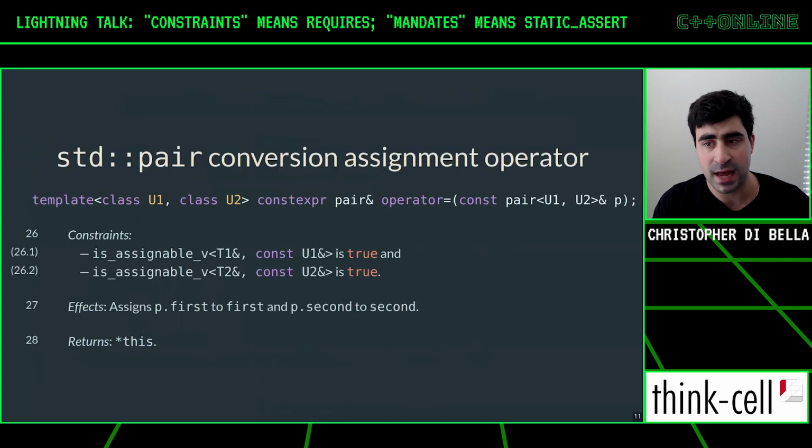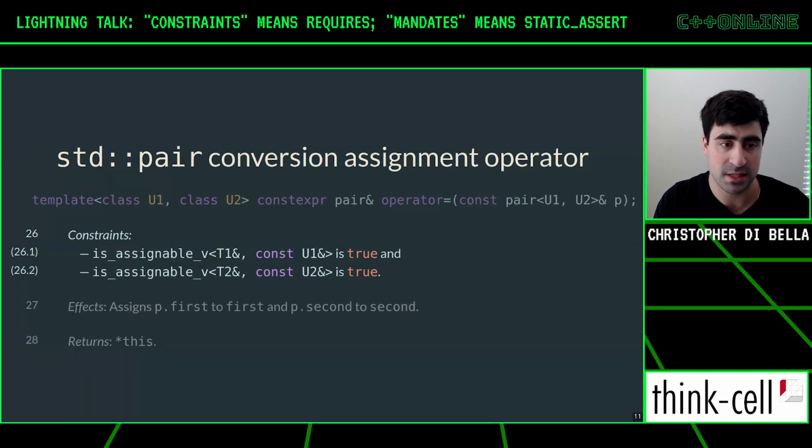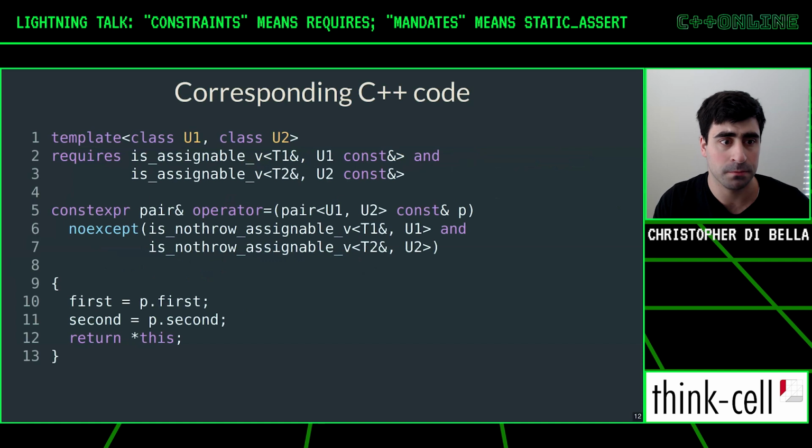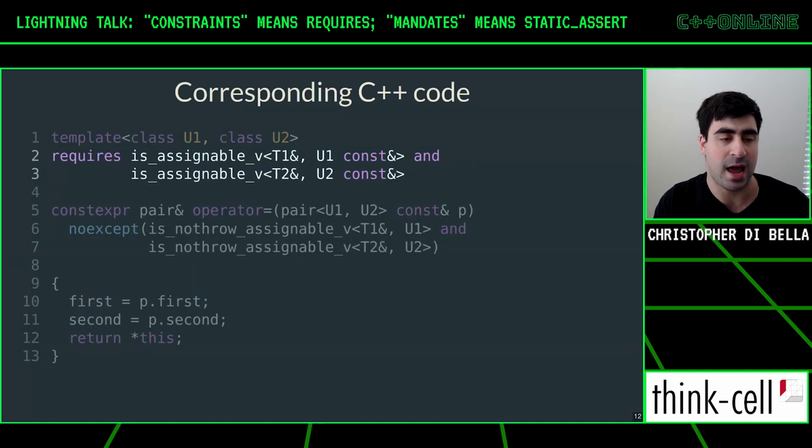However, there is a converting assignment operator in std::pair that has a constraints paragraph. So with this particular overload, we're able to use a requires expression, so a requires clause. And so that's what I put here. Now, I didn't pull this from any of the implementations. They do use SFINAE for backwards compatibility reasons. So it might be slightly off, but I'm fairly confident that this is a conforming implementation of the constructor, at least for the purposes of a lightning talk.